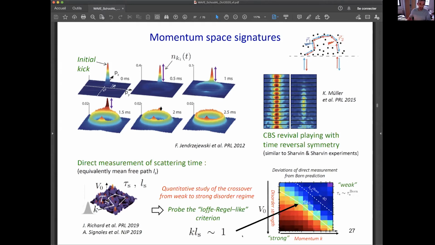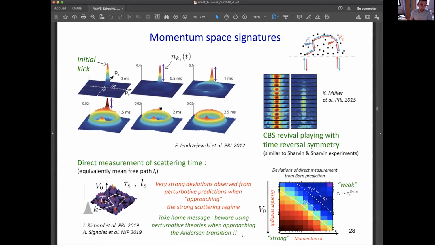So the first take-home message of this, since it's quite a digression, is that when we use this laser speckle potential, we found very strong deviation from perturbative prediction as soon as we approach this kind of criterion that is close to the Ioffe-Regel criterion, which tells you the domain where you want to try to see this Anderson transition. So the take-home message for theoreticians, but also for experimentalists, is that sometimes you use perturbative theory to interpret the data. You have to pay very close attention to this. I will come back to this a bit later, and I will show that this story is also strongly related to the problem of the spectral function.